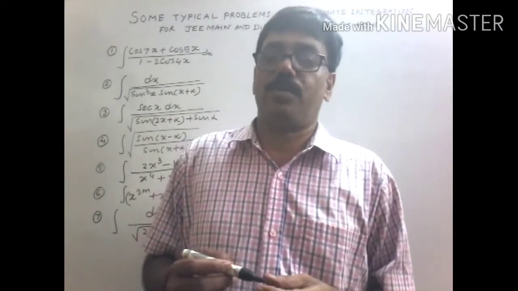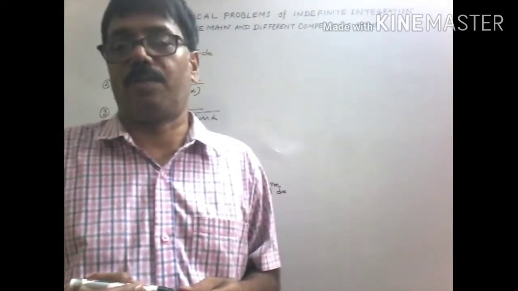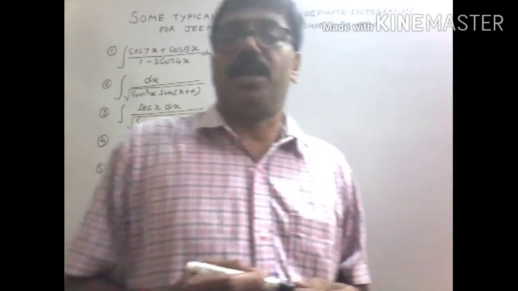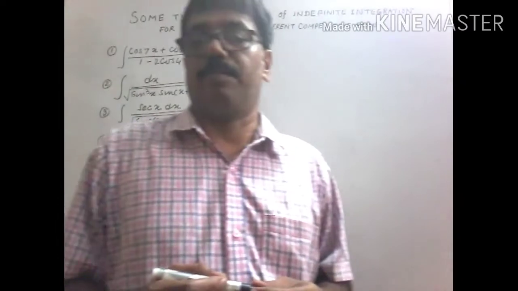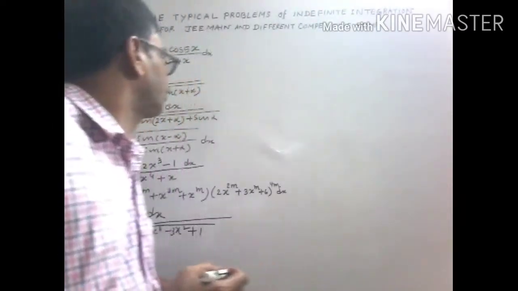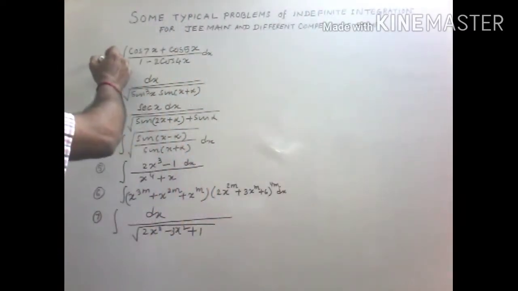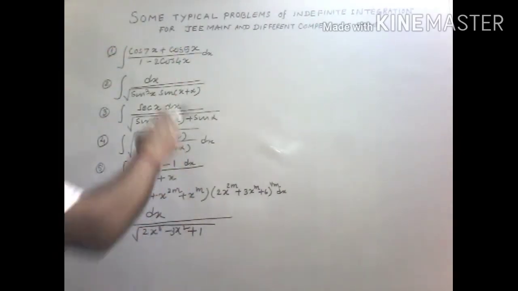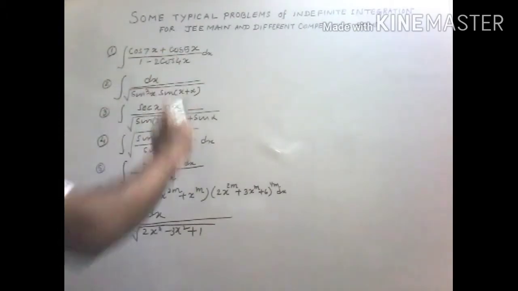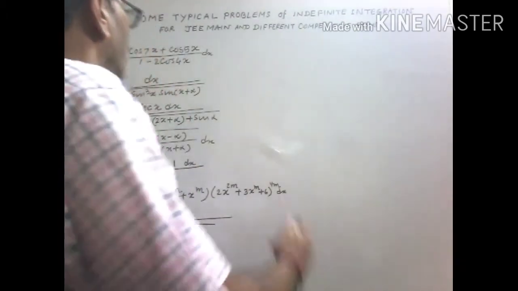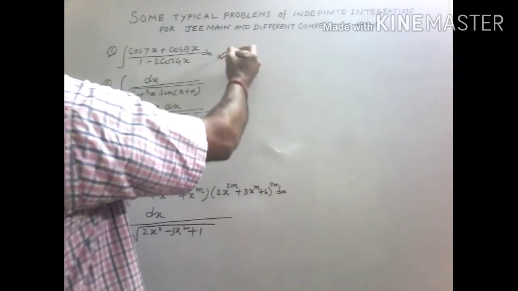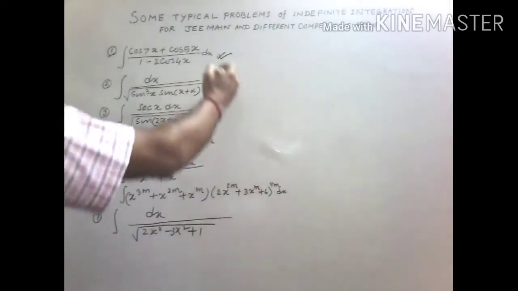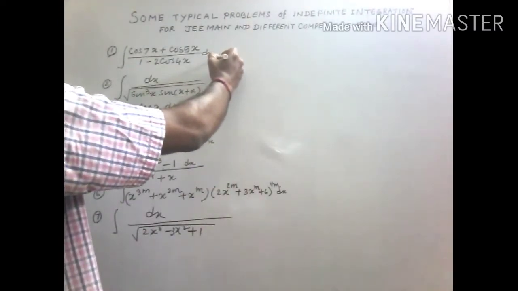Today I am going to discuss how to solve some typical problems of indefinite integration for JEE Main and different competitive exams. So look, problem number 1, cos 7x minus cos 5x plus cos 5x by 1 minus 2 cos 4x. This is already discussed. I have already solved it by the shortcut method.